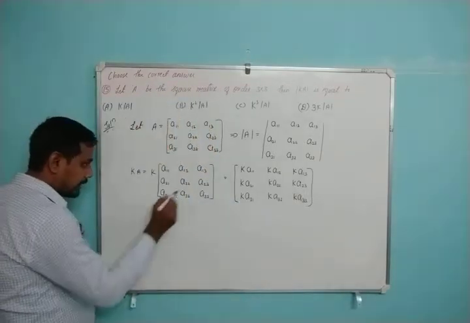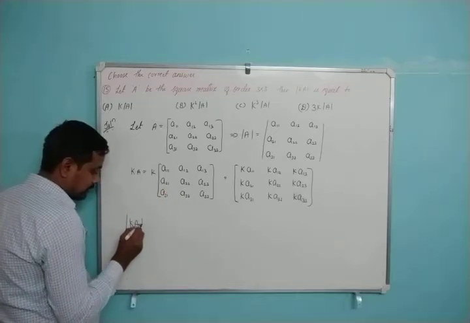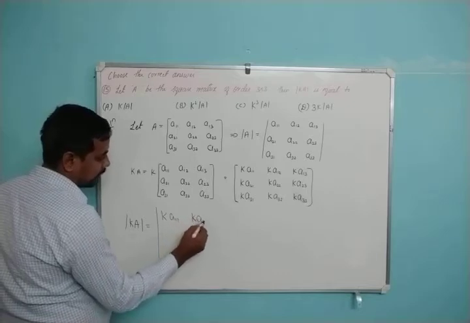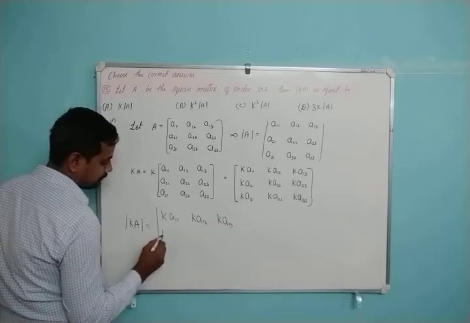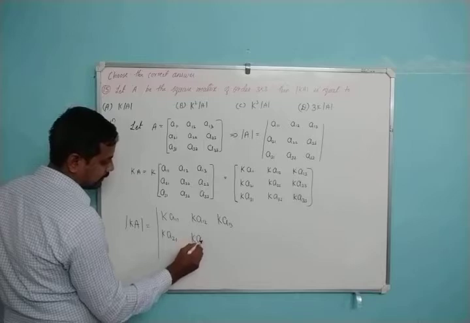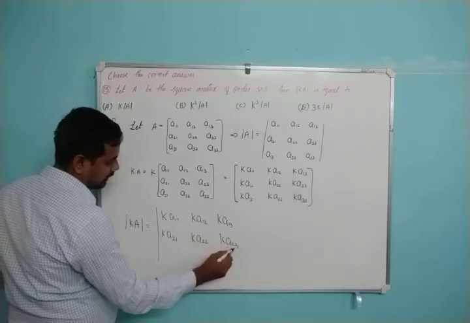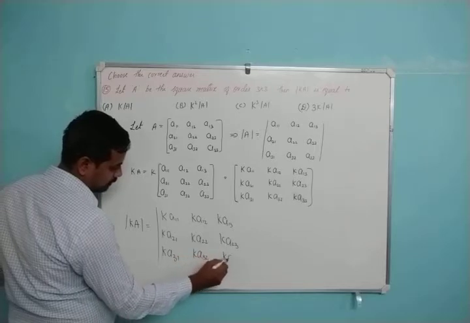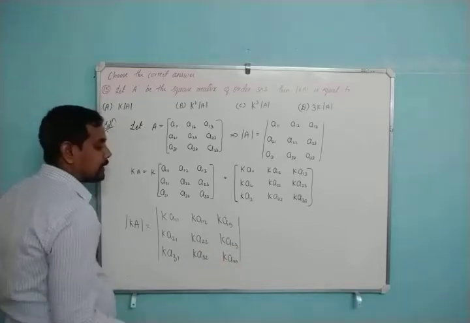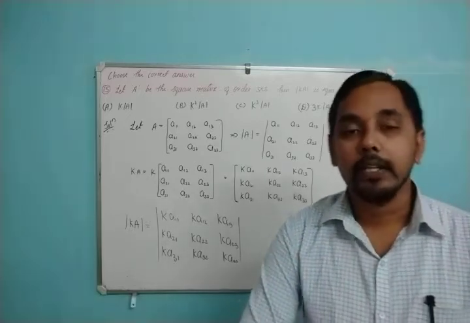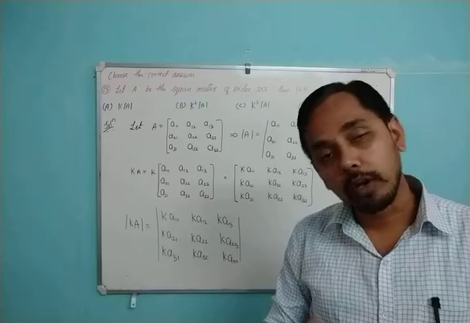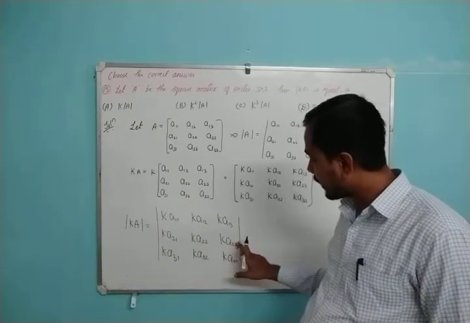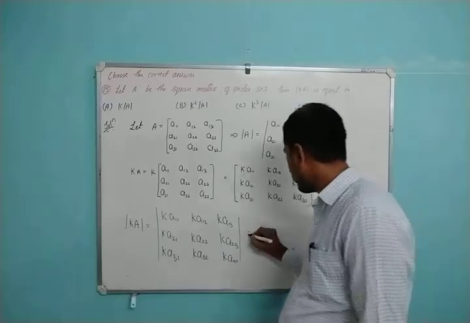Now what will be the determinant of K into A from this? It can be written as KA11, KA12, KA13, KA21, KA22, KA23, KA31, KA32, KA33. So now K is multiplied to each and every element of the determinant. K can be taken out from each individual row. If it was a matrix, only K comes out, but it is a determinant, so K from the first row, K from the second row, K from the third row, that is K cube, will come out, right?